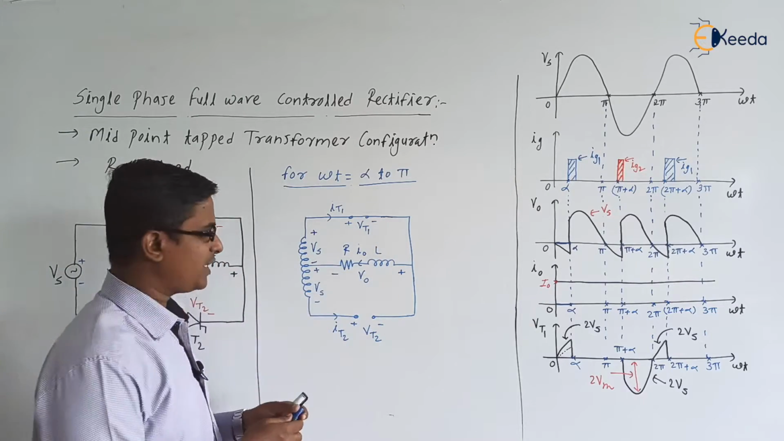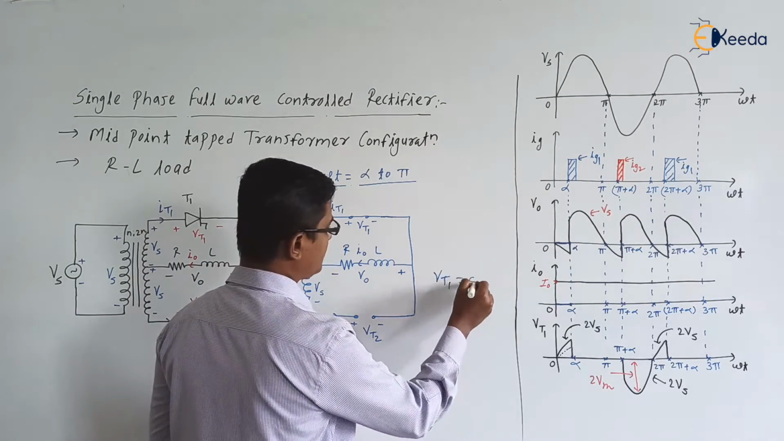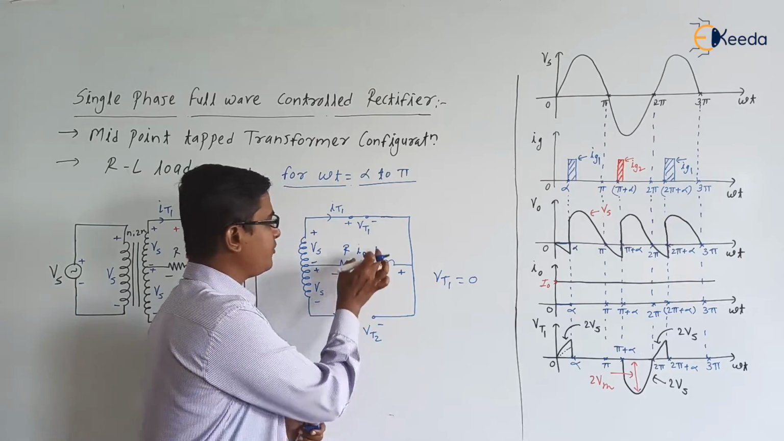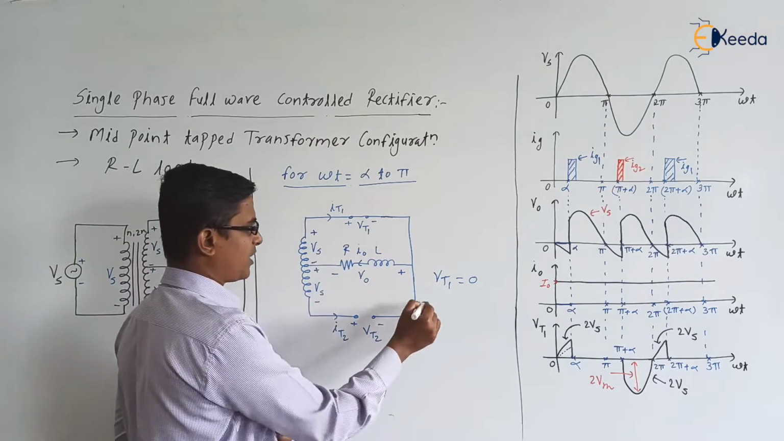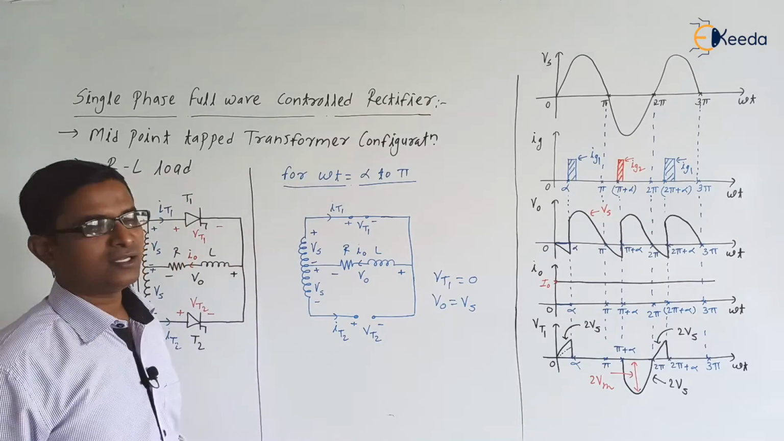So what is Vt1? We can write Vt1 is equal to 0 volt, right? Next, what is the V0? If Vt1 is 0, V0 is same as that of the supply voltage, right? So V0 is same as that of the supply voltage.